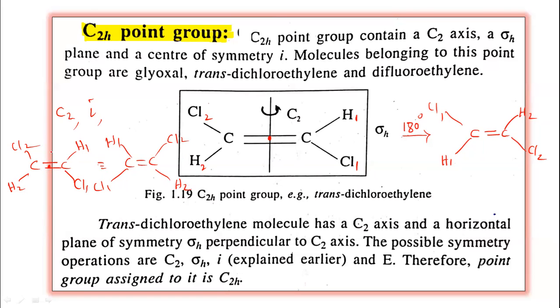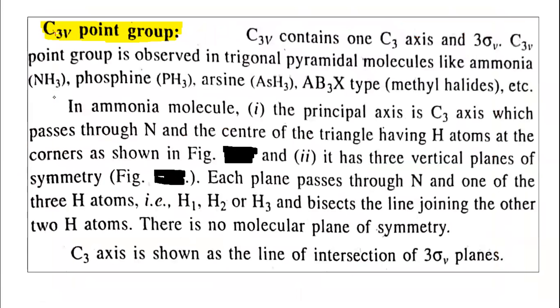That horizontal plane of symmetry is perpendicular to the principal axis. Then what happens here? It shows such a configuration, so it has sigma h. Hence, the number of symmetry elements existing in this molecule is 3: the C2 axis, the center of inversion, that is the center of symmetry, and the horizontal plane of symmetry. So this molecule has the point group C2h.